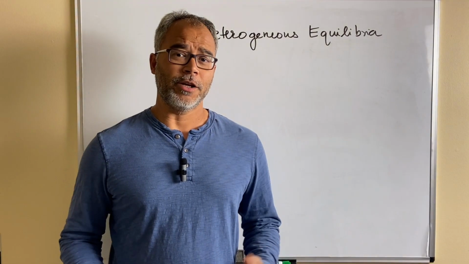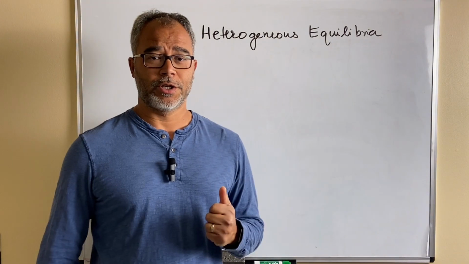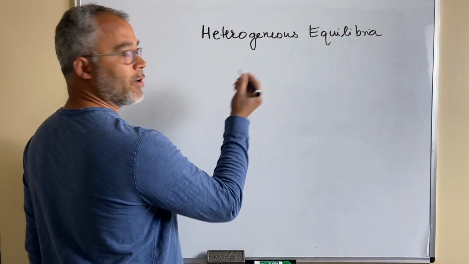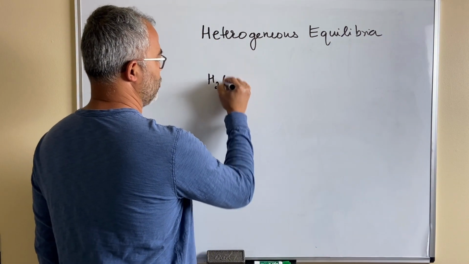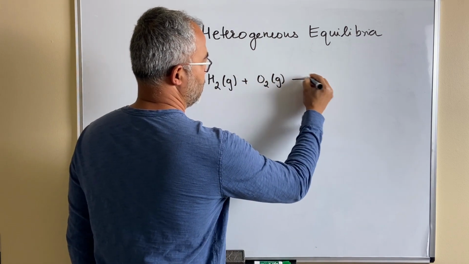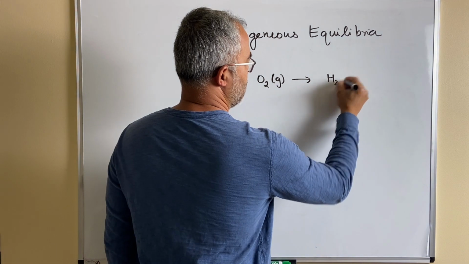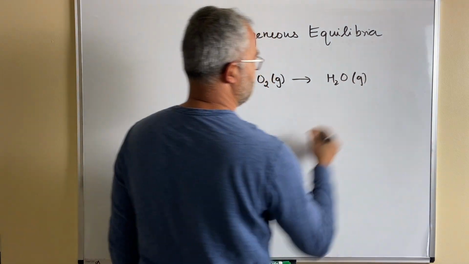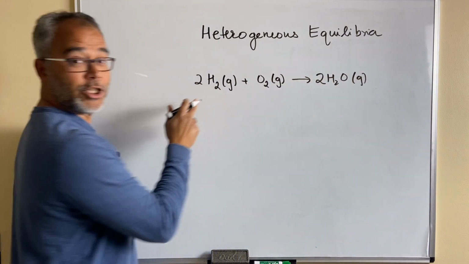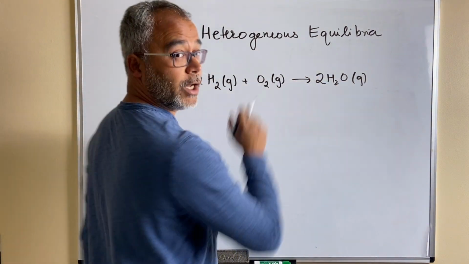Hi, in this video we're going to talk about the concept of heterogeneous equilibrium. So take for example, if you have a reaction, let's say H2 plus O2 gives you H2O, and if you balance this, it would be 2H2 plus O2 gives you 2H2O.